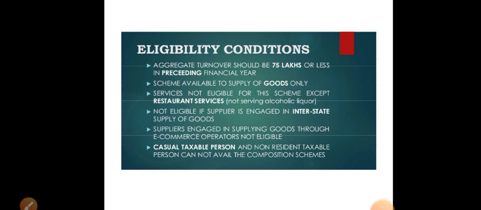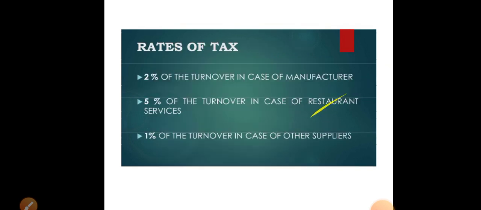Suppliers engaged in supplying goods through e-commerce operators are not eligible. So if we are supplying goods through any e-commerce operator like Amazon or Flipkart, then we have to go for an ordinary scheme. We cannot opt for the composition scheme. Casual taxable persons and non-resident taxable persons cannot avail this composition scheme. Casual means he is not a regular dealer, so he cannot go for a composition scheme.